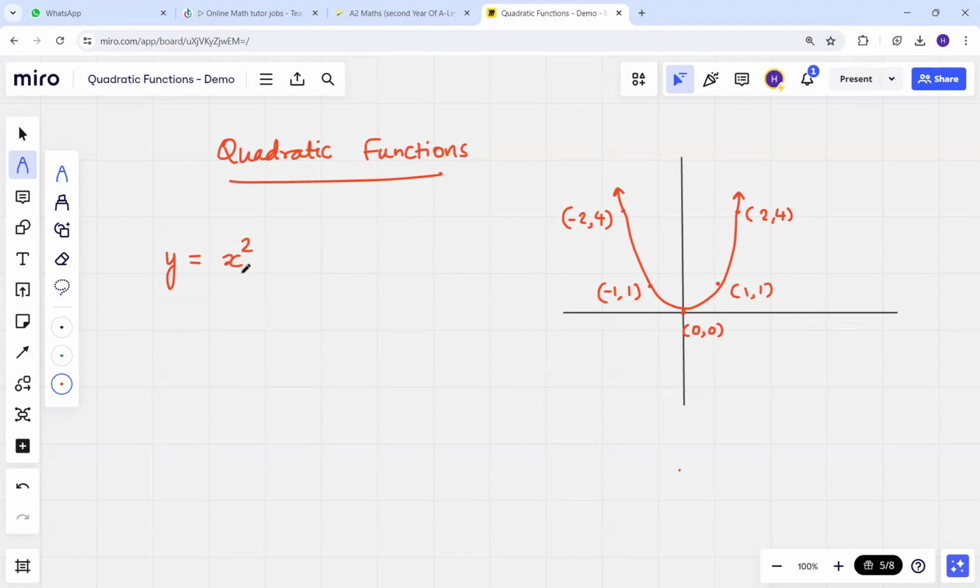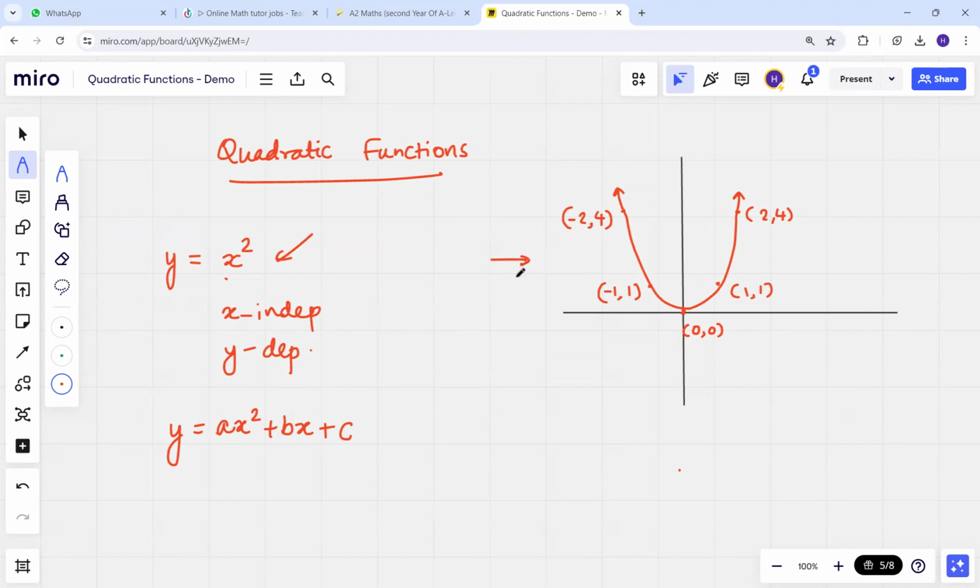The power of the variable x, the independent variable, is 2. x is the independent variable and y is the dependent variable, and that's your function, y equal to x squared. The maximum power of the independent variable is 2, so that's a quadratic function. In general, any function of the form ax squared plus bx plus c would be a quadratic function.